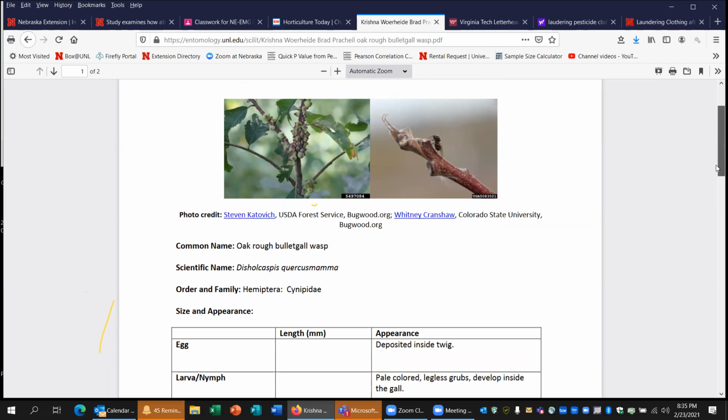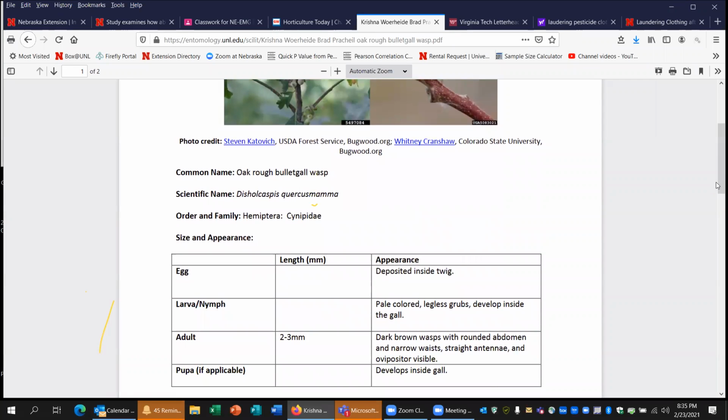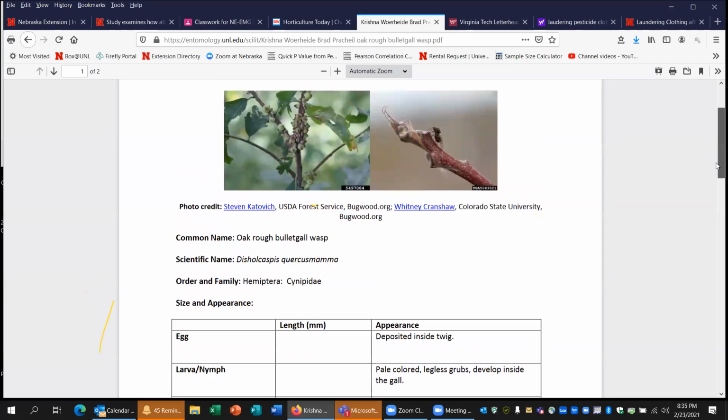It is a pale, legless grub developed inside the gall. The adult is 2 to 3 millimeters, so not very big, a dark brown wasp. This is an example of a wasp that comes out of this one. Rounded abdomen, narrow waist, straight antenna, and it has an ovipositor, which is the part that lays the egg. And this is your little guy right here. That is a wasp, the adult from the oak bullet gall. That's your critter.